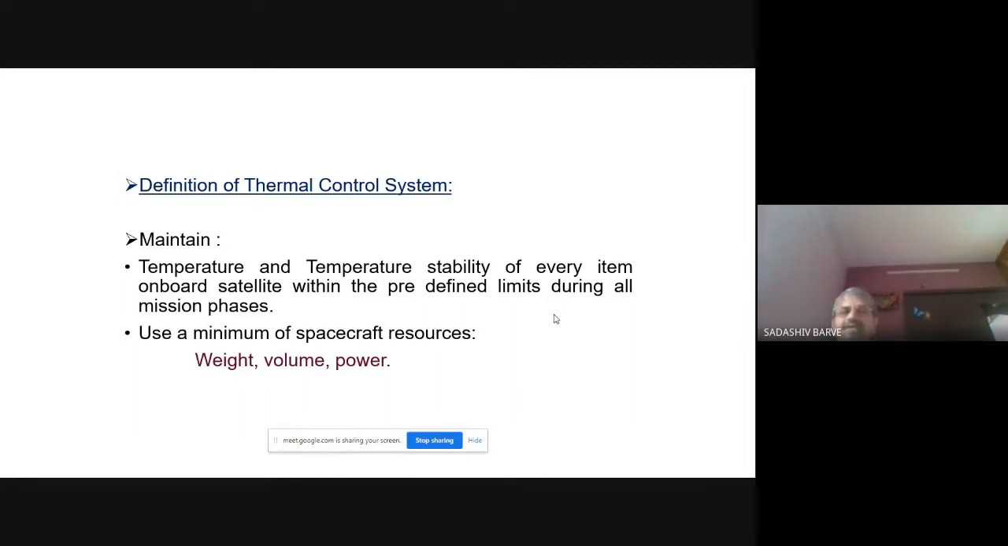Because here it is much more important, in the sense that whenever we talk about temperature, why this temperature stability is important, probably in subsequent slides I will explain in detail. If you cross those temperature limits, the subsystems do not work efficiently. Every subsystem has a certain range of temperature during which it works efficiently. Beyond a certain range, their efficiency comes down, or below a certain temperature range, they become inactive.